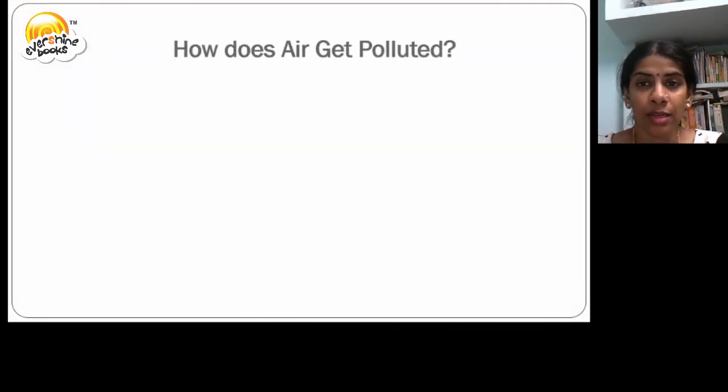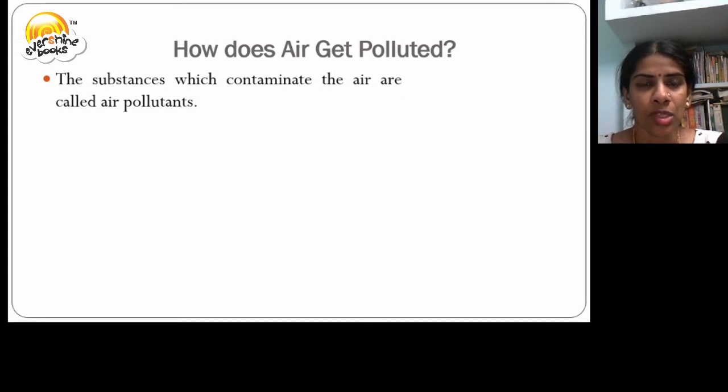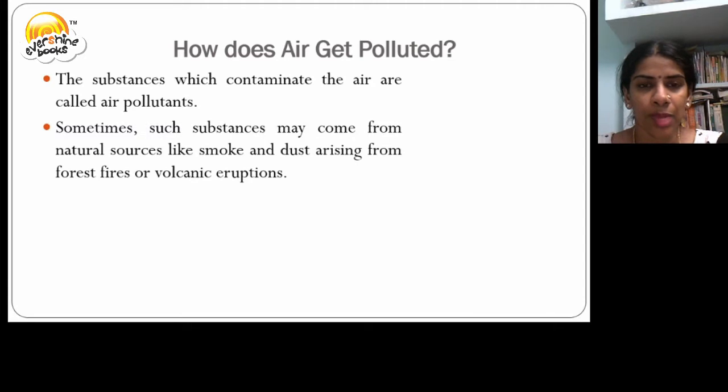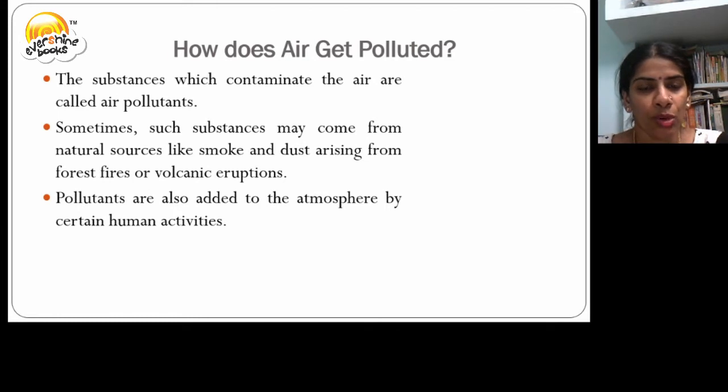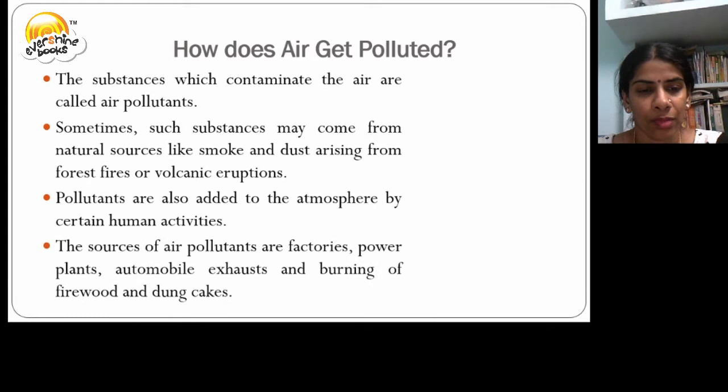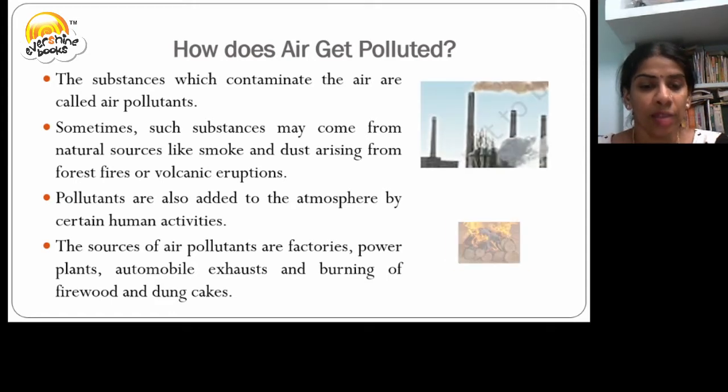How does air get polluted? The substances which contaminate the air are called air pollutants. Sometimes such substances come from natural sources, like smoke and dust from forest fires or volcanic eruptions. Pollutants are also added to the atmosphere by certain human activities. The sources of air pollutants include factories, power plants, automobile exhaust, and burning of firewood and dung cakes.